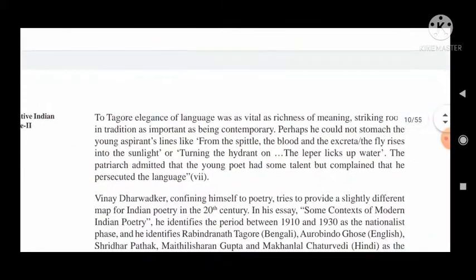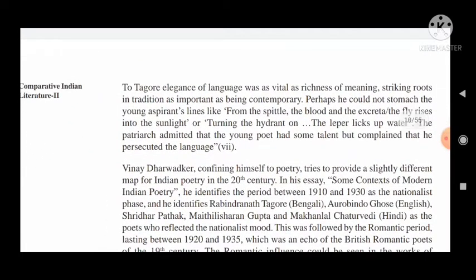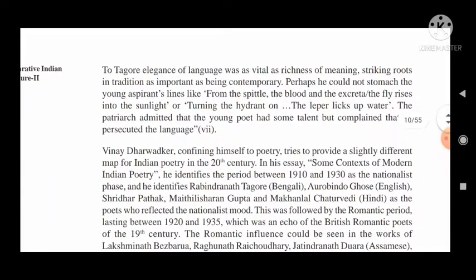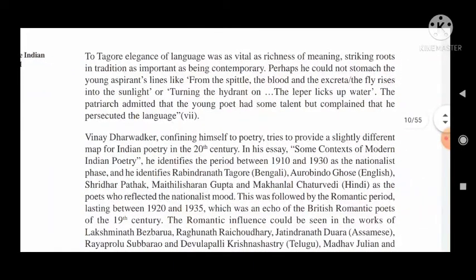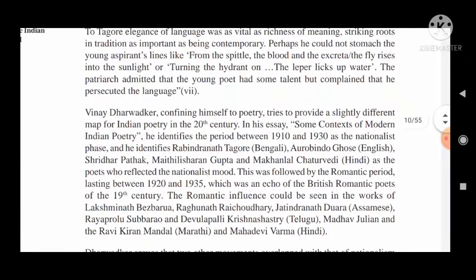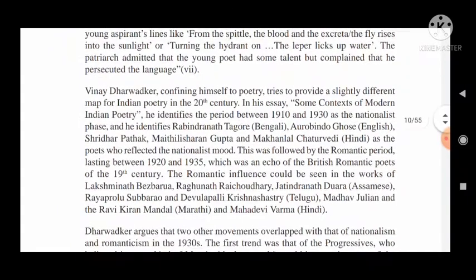To Tagore, elegance of language was as vital as richness of meaning, and striking roots in tradition as important as being contemporary. Perhaps he could not stomach the young aspirant's lines like: from the spittle, the blood and the excreta, the fly rises into the sunlight, or turning the hydrant on, the leper licks up water. The patriarch admitted that the young poet had some talent, but complained that he persecuted the language.